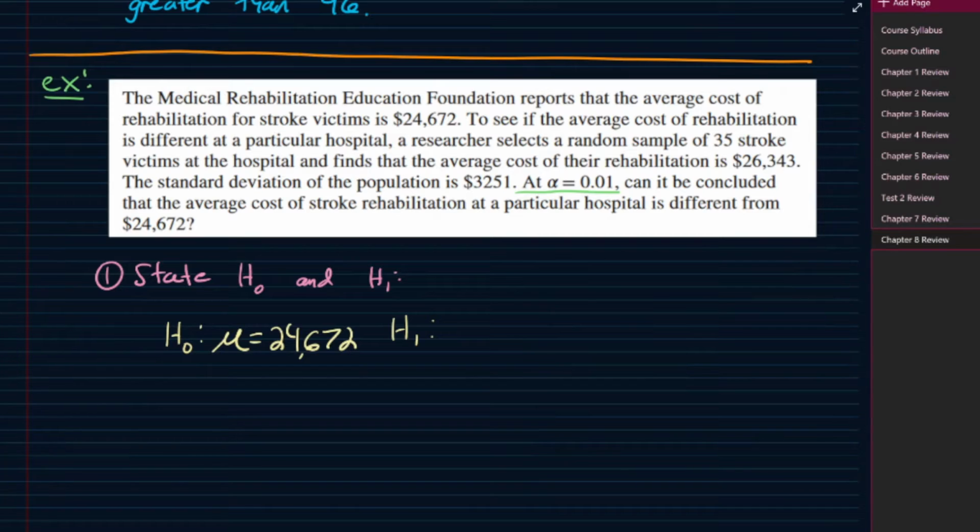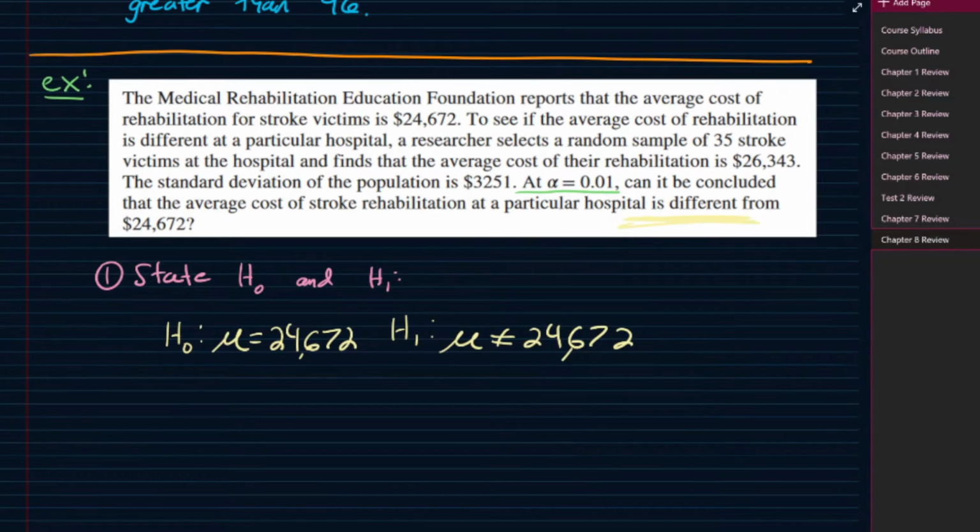And what are we testing? Well, it says at an alpha of 0.01 can it be concluded that the average cost of stroke rehabilitation at a particular hospital is different from 24,672. So what does that mean? It's not asking us, is it greater than? It's not asking us, is it less than? It's asking us, has it changed? Is it different? Remember, that means we use a two-tailed test, aka the not equal sign. So in this case, our alternative hypothesis is that mu is not equal to 24,672.